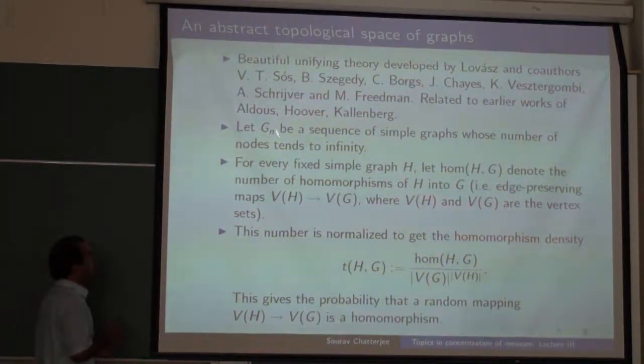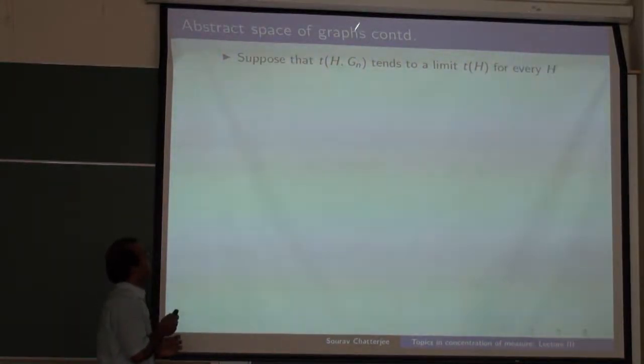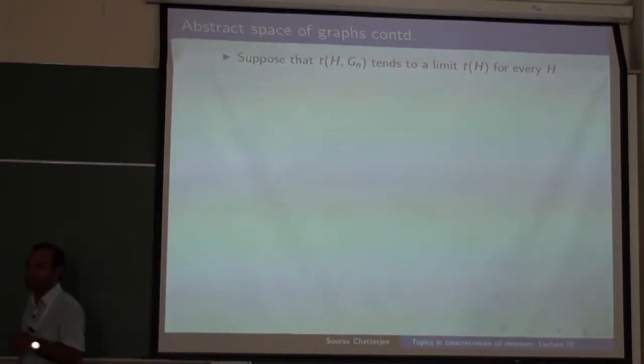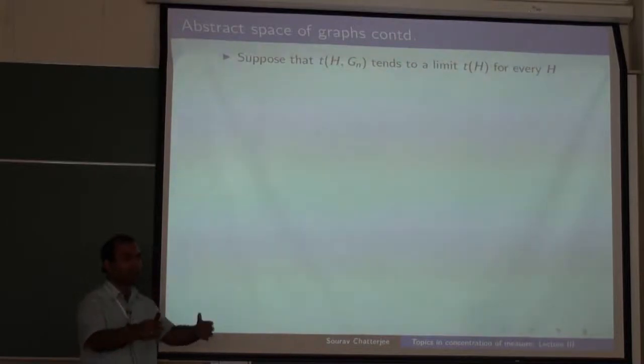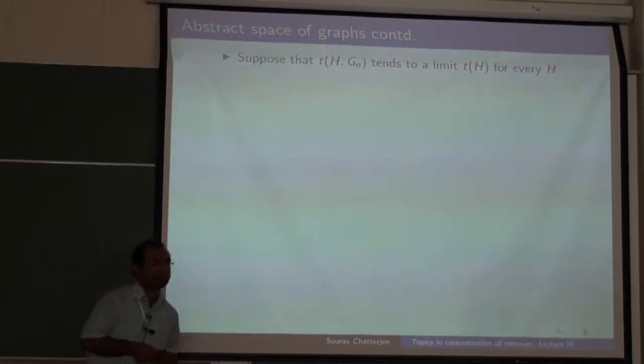Now we have G_n, a sequence of simple graphs. Suppose these homomorphism densities tend to a limit for every H. So the density of triangles converges to a limit, the density of squares converges to a limit, and so on. For every fixed graph, these densities converge to limits. So suppose for every H, you have a limit.